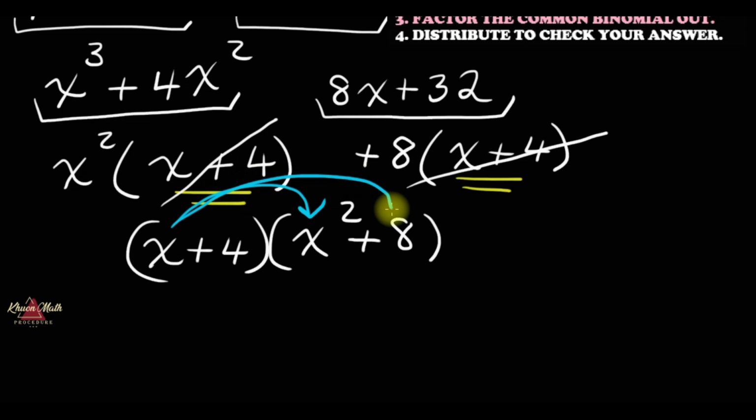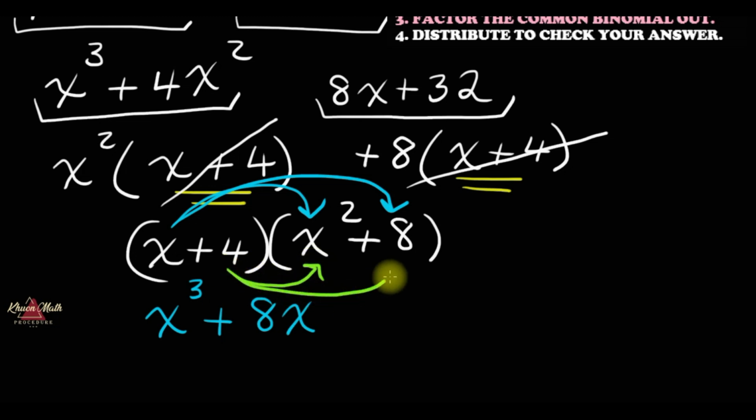So x times x squared, and then x times 8. So x times x squared is going to give you x cubed. And then x times 8 is 8x. And you are going to do the same with the positive 4. So distribute the positive 4. So 4 times x squared, and then 4 times positive 8. So 4 times x squared is 4x squared. And then 4 times 8 is 32.